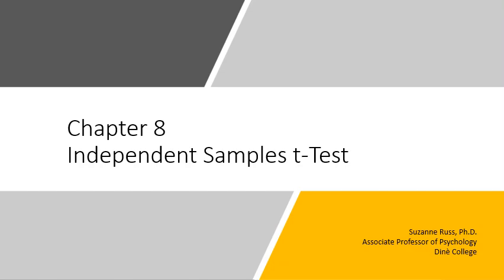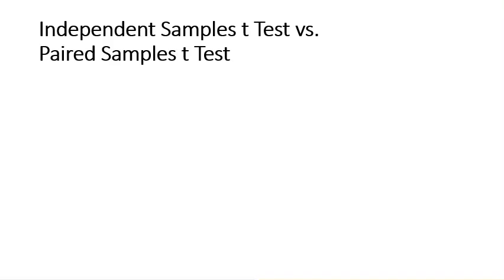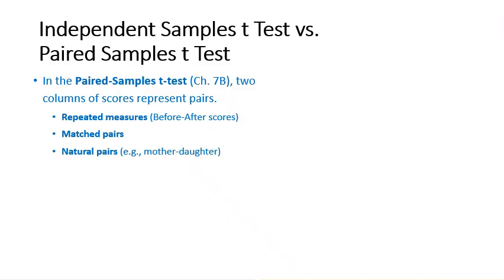This is going to be an introductory lecture to the Independent Samples T-Test, Chapter 8 in our statistics class. So let's compare the Independent Samples T-Test with the Paired Samples T-Test. So you'll recall in the Paired Samples T-Test, Chapter 7b, we had two columns of scores, but they represented pairs.